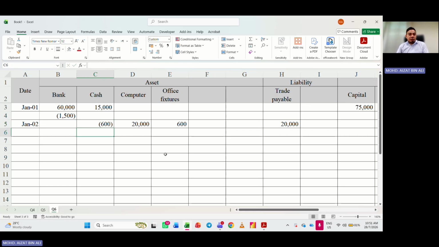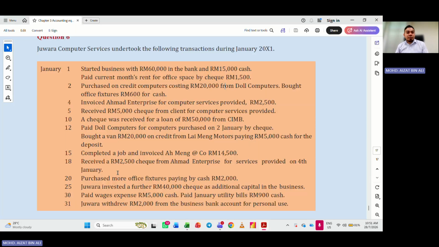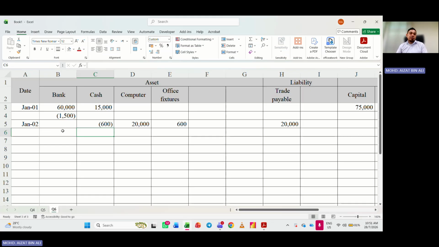Okay, in case you're wondering why I separate the January 1st transaction, it's because it affects the same account, so I want to show you the effects separately. But since this transaction doesn't affect the same account, I can just record it in the same row. Okay, but it's up to your preference. If you want to combine these two, you can as well. But make sure your calculation is correct.